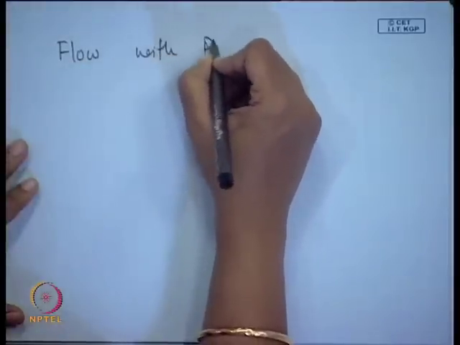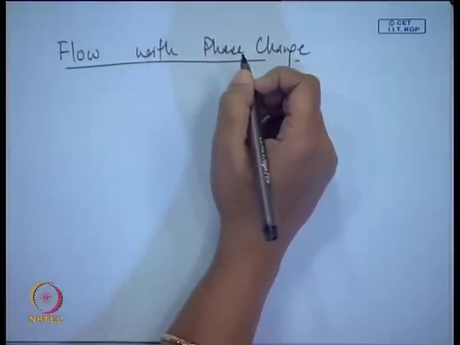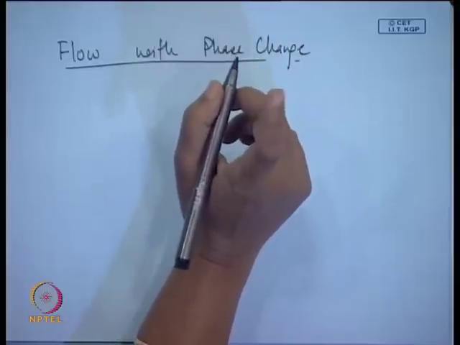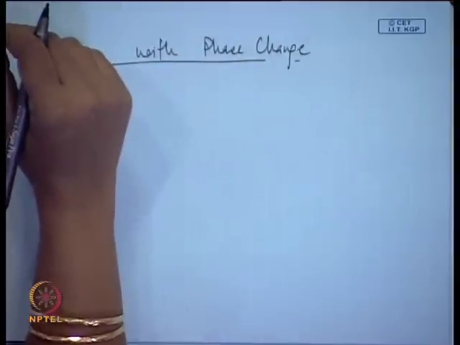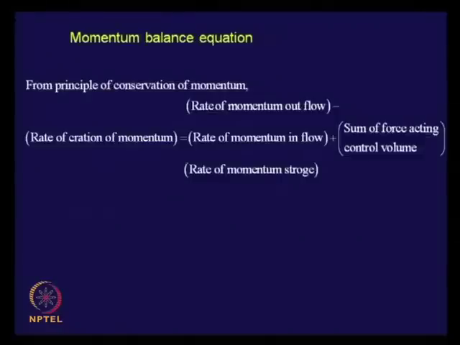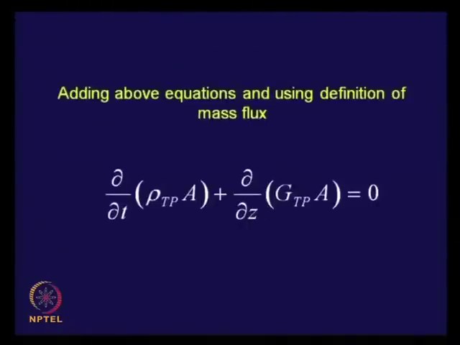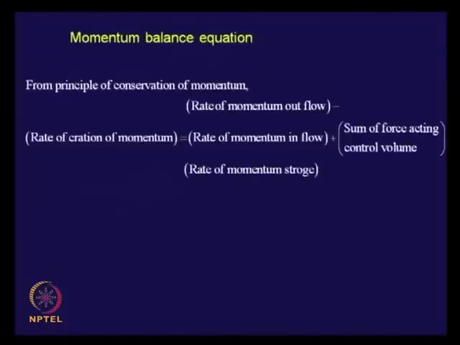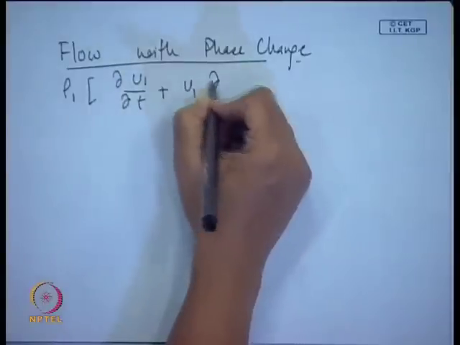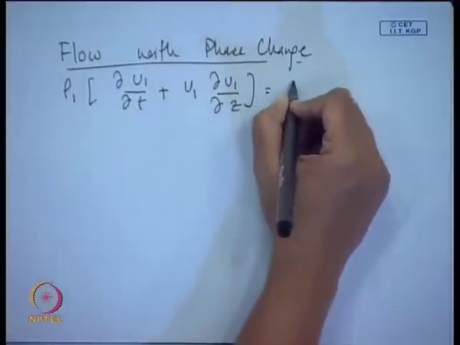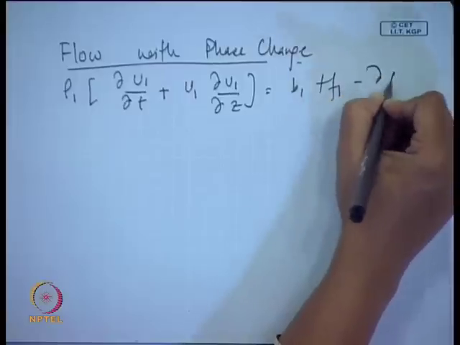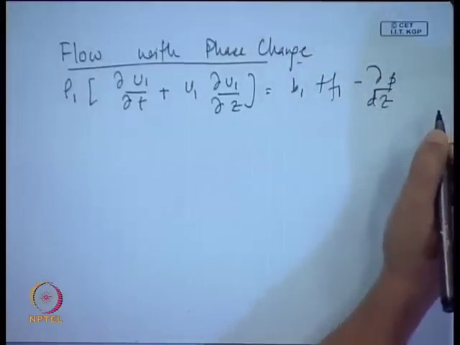I will just do the basics, because unless we learn something else, we cannot deal with this completely. If you remember the very basic equation which I had written down, the rate of creation of momentum, anyhow leave it. The very basic equation was rho 1, del u1 by del t plus u1 del u1 by del z, equal to b1 plus f1 minus del p by del z. Do you remember, from there itself we had started the derivation?